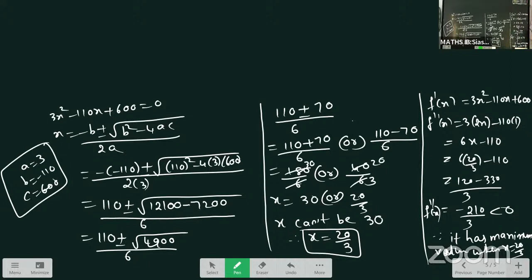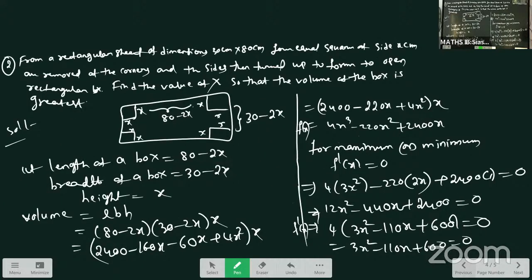So that is how we have to find out the questions of maximum and minimum. Go through the question.